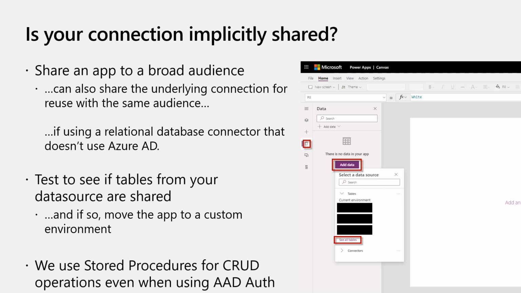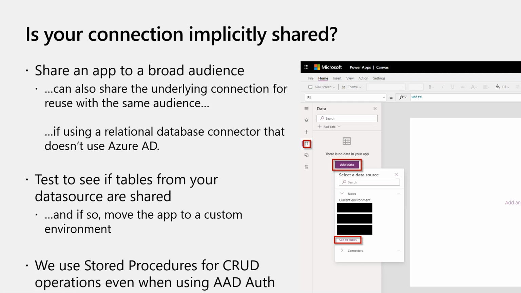In this case, and I'm showing here on screen, you create a new Canvas app, and then you go to the data sources and you look to see if any of the tables from your backend data source are exposed here and available for reuse within this Canvas app. Now, again, the solution here, if it is, is to move to a custom environment and lock down access control so only a select set of people can create or update objects in that environment.